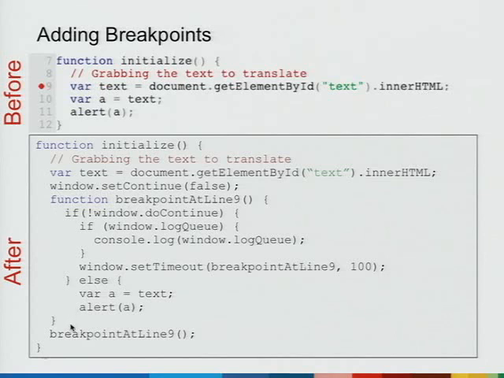I've got this big function here, and it's going to contain my logic that allows me to loop back over myself until the user has clicked continue. So I've got this if statement, if window.do continues. If the user hasn't clicked continue, then call set timeout and recall myself, the closure function, breakpoint at line 9. Otherwise, if the user has clicked continue, go ahead and execute the rest of the code that was supposed to be executed. So that's lines 10 and 11 up here.